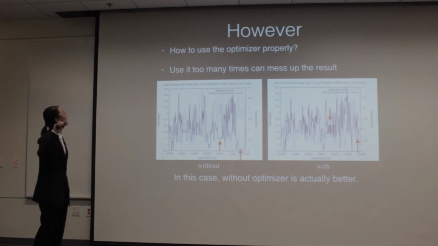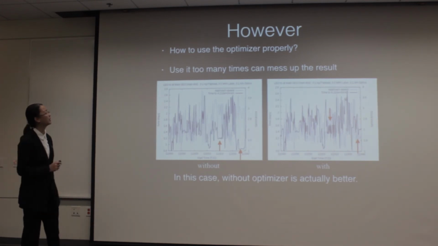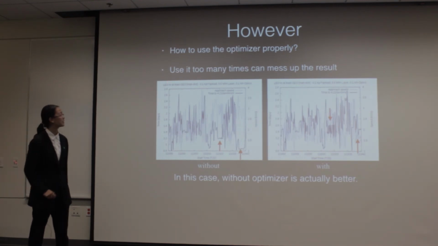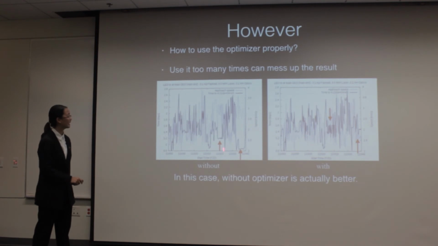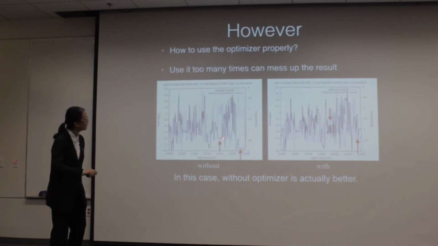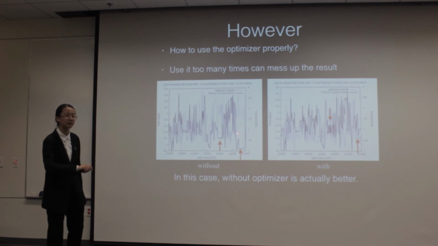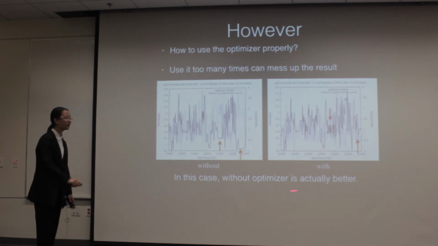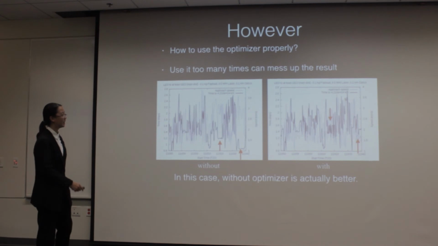However, how to use this optimizer is really critical. We need to use it properly, and using it too many times within one simulation can actually mess up the results. If you look at this comparison, the left one is still without the optimizer, and the right one is with the optimizer. You can see at this part and this part, compared to here, this is flat and kind of low, so the time cost is really short. But with the optimizer, it's high and jumpy here. So in this case, without the optimizer, it's actually better.